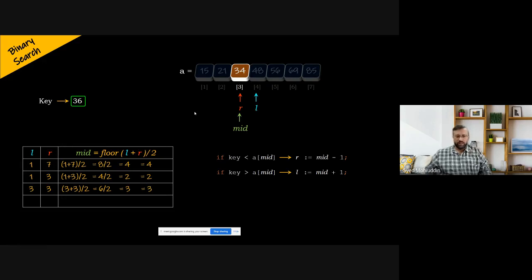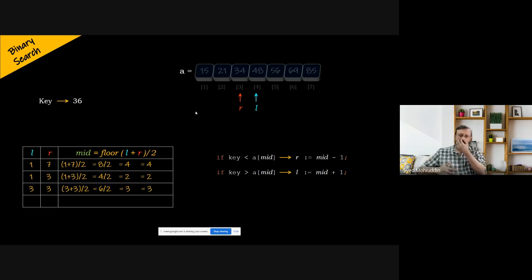Now here at this point, when L moves, even this element 34 we have checked, we have examined that part of the array, and no more elements are now there in the array to be examined. So how do we know there are no more elements to be examined? When the index L crosses the index R.